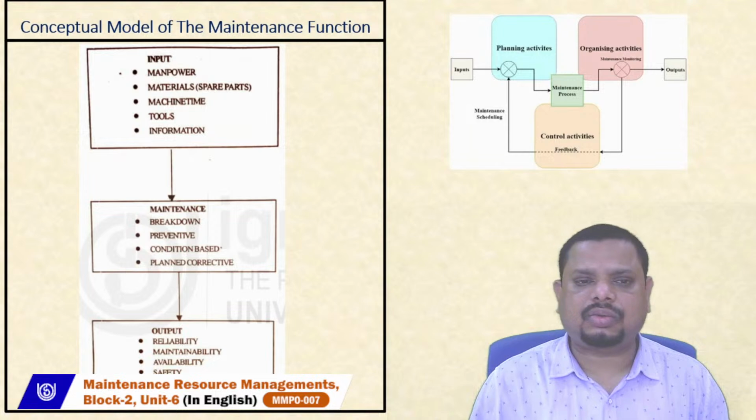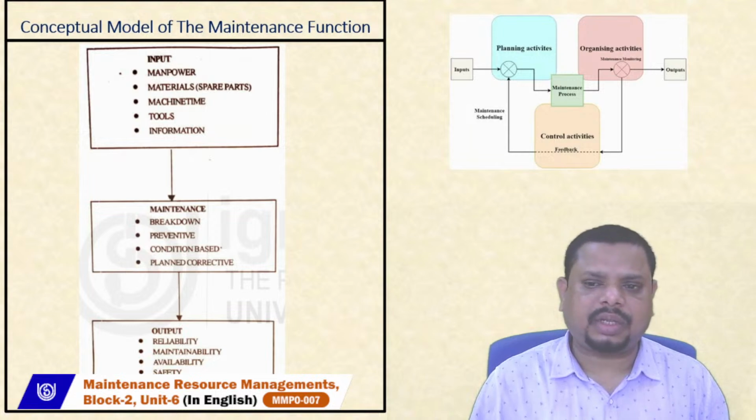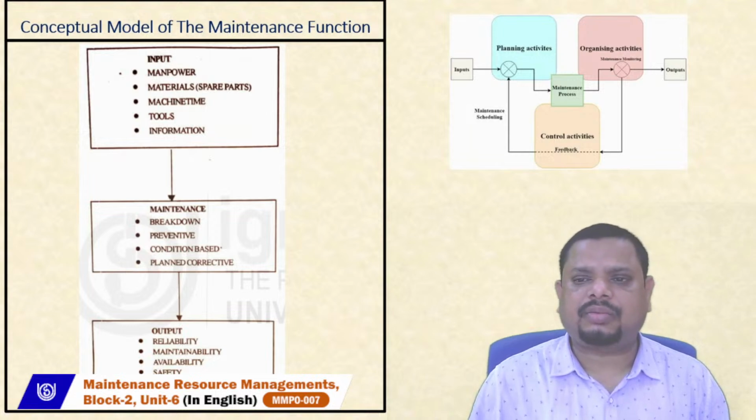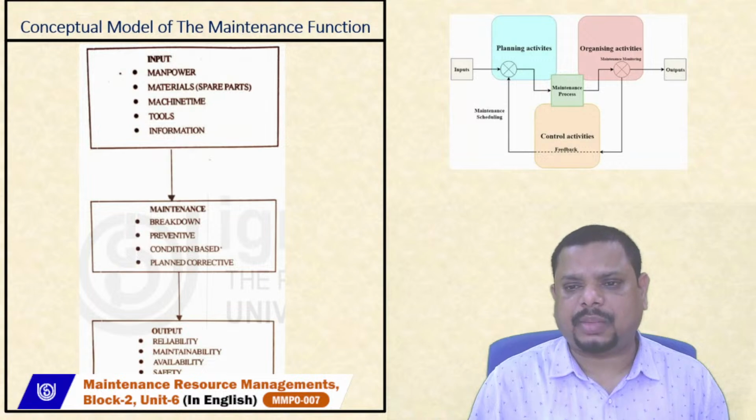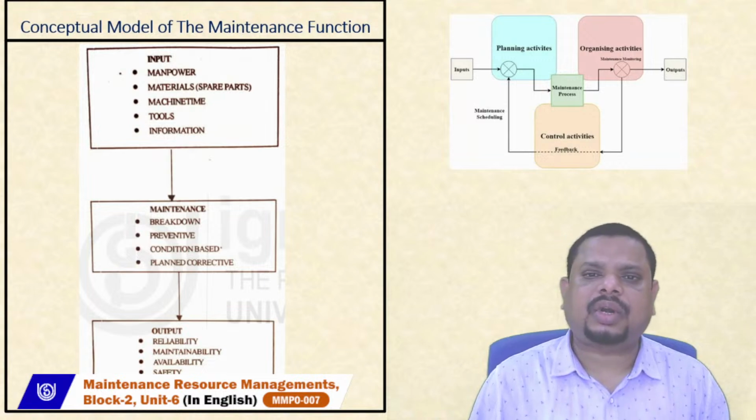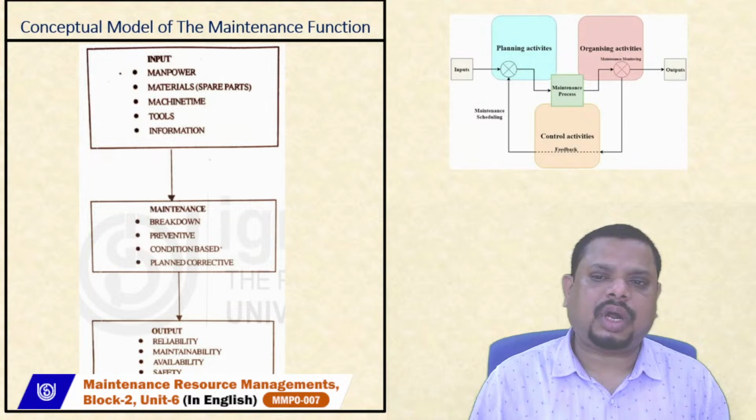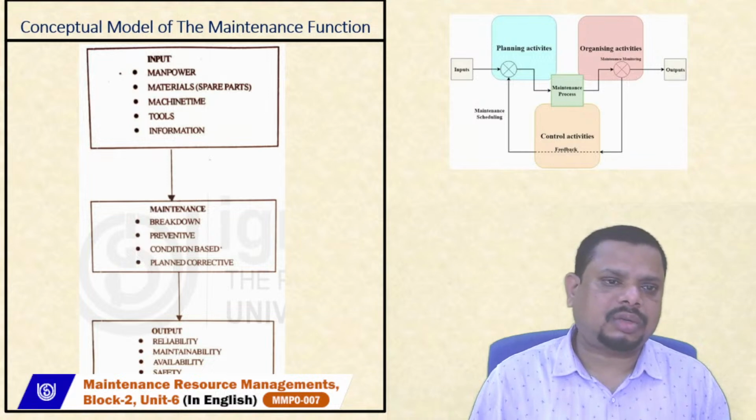That means those who assign the maintenance department will provide various feedbacks. If it is not solved, in that case they again go for planning activities followed by the maintenance process. The next one is organizing activities, and finally they will reach the outcomes. So these are the core conceptual model for the maintenance functions.